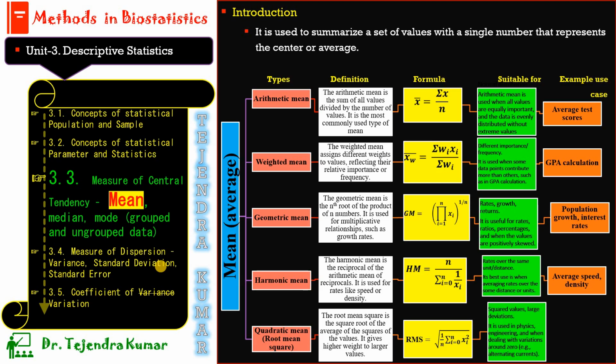Squared values, large deviations, for these kinds of data sets, RMS is suitable. It is used in physics, engineering, and when dealing with variations around 0. For example, alternating currents. Example, signal power, voltage in circuits, etc.